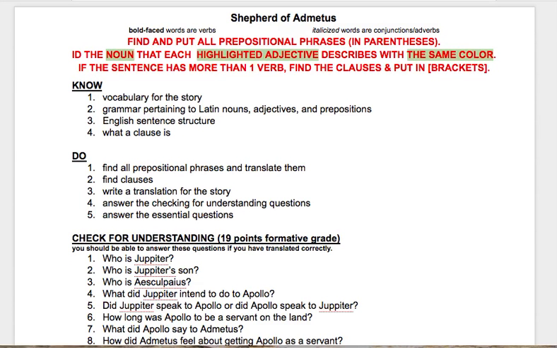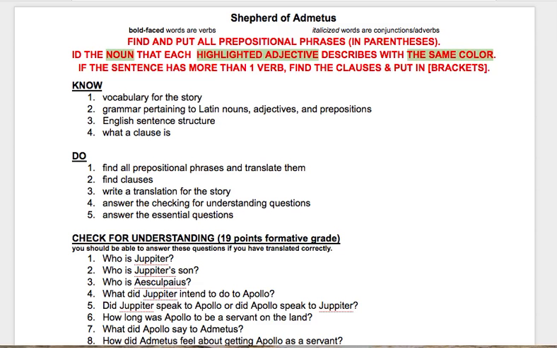We're going to start working with reading the story Shepherd of Admeuts, which is a bit different from other stories that we have read, because in this story you are responsible for finding and translating all prepositional phrases, as well as knowing where to put the adjectives or understanding which adjectives describe which nouns.